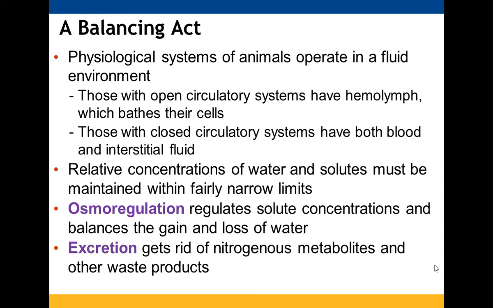So, our systems, whether you are human or any other sort of animal, have a fluid environment surrounding the cells. With the open circulatory systems, we have the hemolymph, and with the closed circulatory systems, we have the interstitial fluid and the blood. And homeostasis needs to be in order. We need to keep relatively constant concentrations of water and solutes to keep everything working correctly. Osmoregulation helps to regulate the solute concentrations and decide whether we need to lose or gain water. And excretion helps us to remove excess water along with metabolites that our body no longer needs and other waste products.